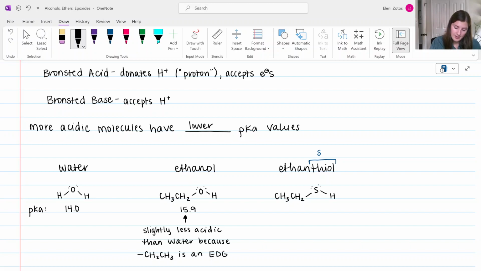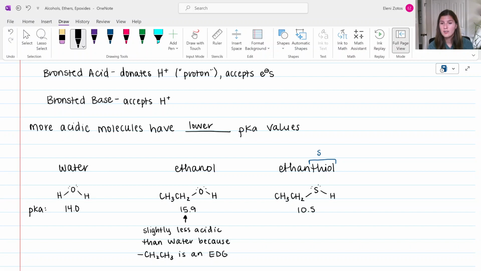The pKa of ethane thiol is 10.5, so it's more acidic than both water and ethanol. The more similar molecule is ethanol. The only thing that's changed between ethanol and ethane thiol is that we now have a sulfur instead of an oxygen atom. If we look at the periodic table, sulfur is one row below oxygen. So it is a larger molecule, and that's the best way to explain why ethane thiol is more acidic than ethanol.